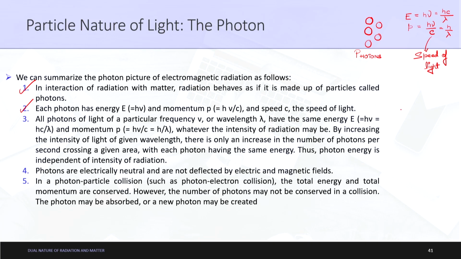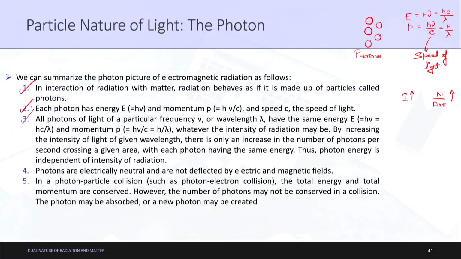So if we increase the intensity, what is happening is an increase in the number of photons per second crossing a given area. Basically the value of n upon A into t is being increased, right, with each photon having the same energy. Thus photon energy is independent of intensity of radiation. So this h nu value is independent of the intensity of radiation, that is what is being explained here. Right now we are just circling around these 3-4 points only, nu value, independent of intensity, etc. These are the things to be conceptualized.